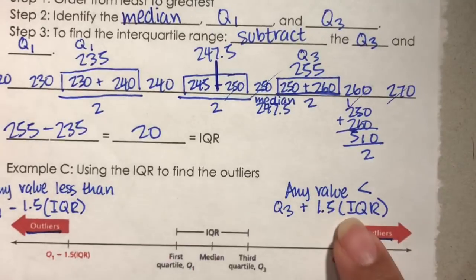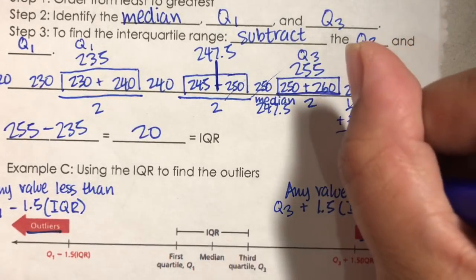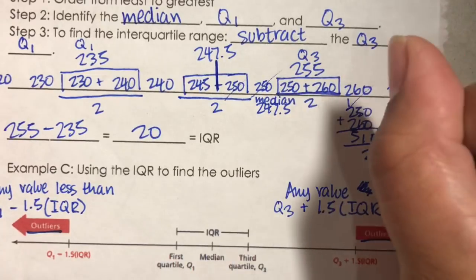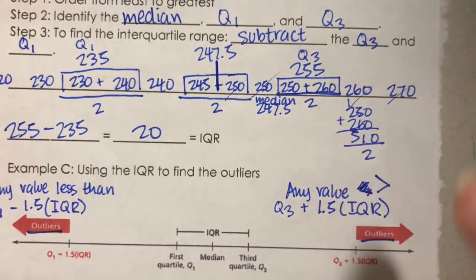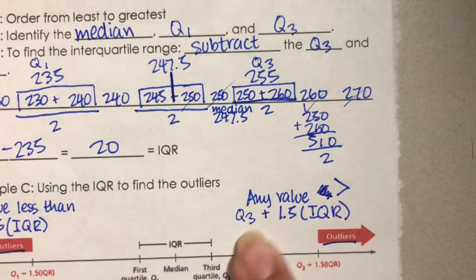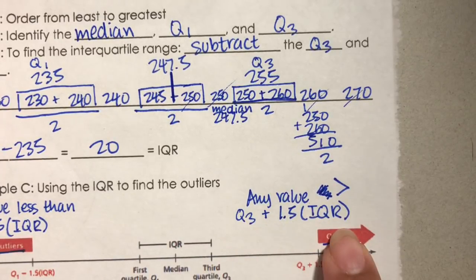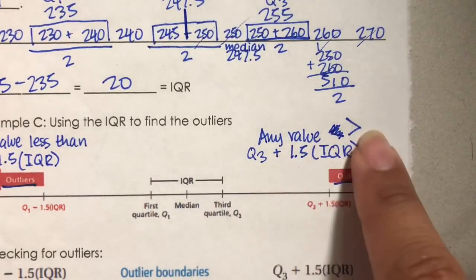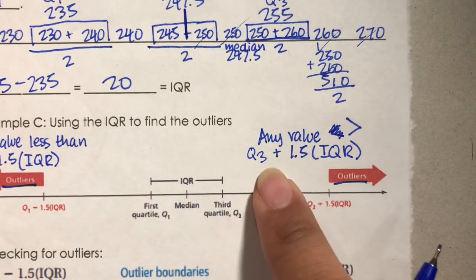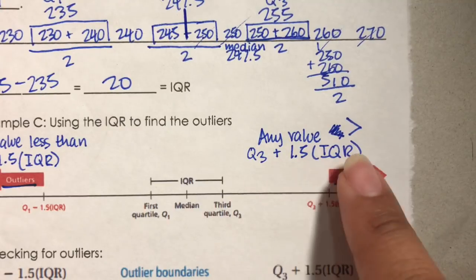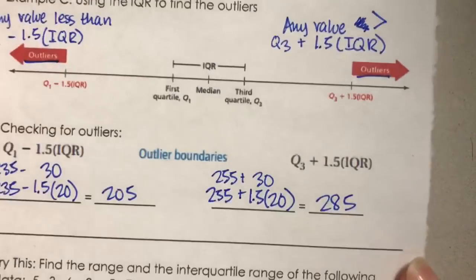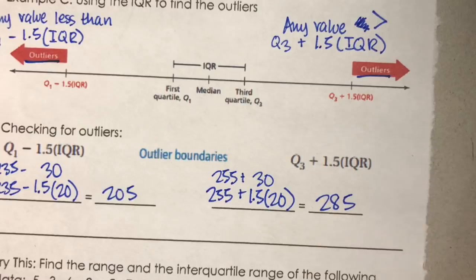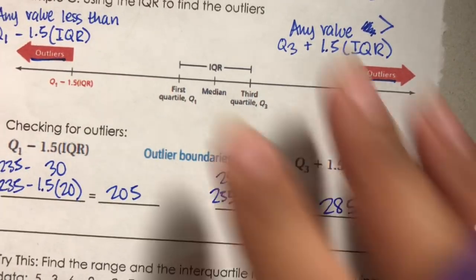Hold on, I've made a mistake. Any value that is greater, hold on, that's what it means. Any value that is greater than the third quartile plus 1.5 times the interquartile range. Excuse me, pardon me, I'm so sorry. So it's any value that is greater than the third quartile plus 1.5 times the interquartile range. So if there's any number that is greater than 285, it's going to be considered an outlier.